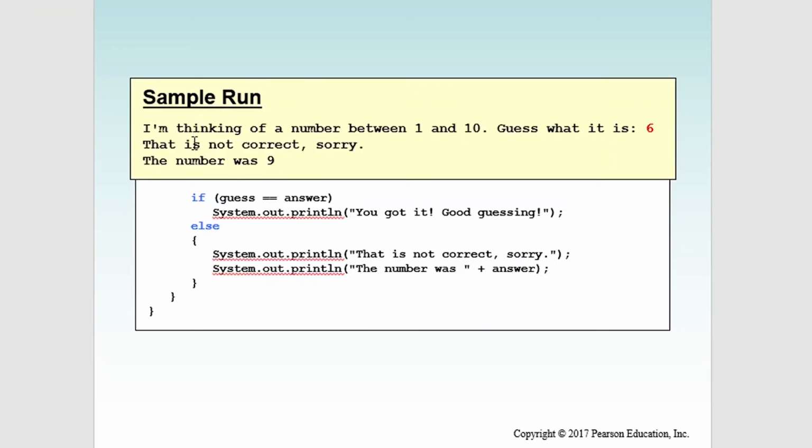And here's a sample run. I'm thinking of a number between 1 and 10. Guess what the number is? They entered in 6. That's not the correct number. Sorry, the number is, and they print out the number, which is 9.